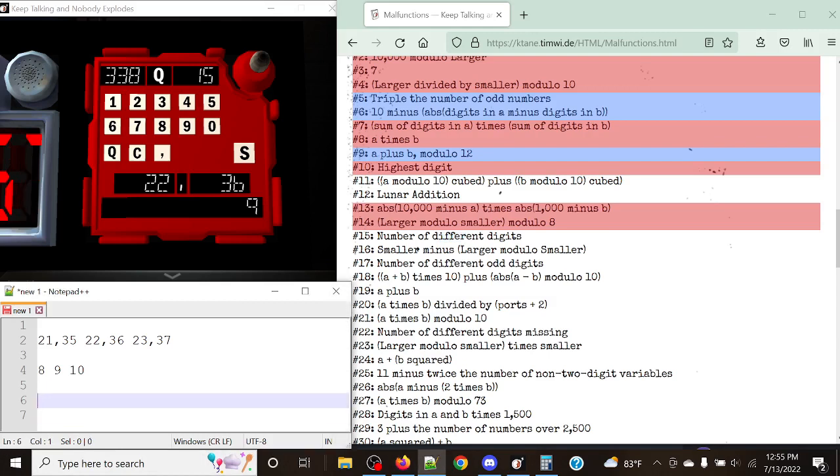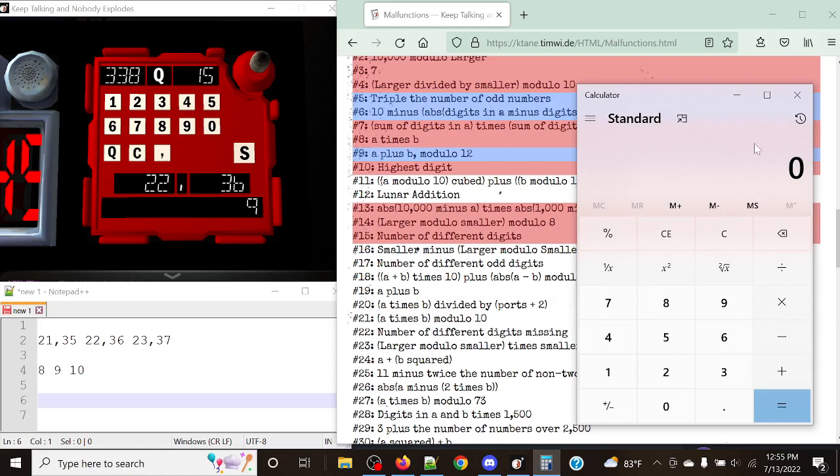So that's not going to work. It wouldn't work for any of the rest of the queries. We don't care about that. Smaller minus larger modulo smaller. So if we were to do 36 modulo 22, we would then do 22 minus 14. This is a possibility of actually working here. As well as lunar addition.